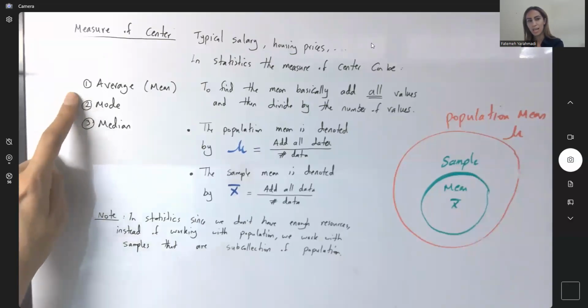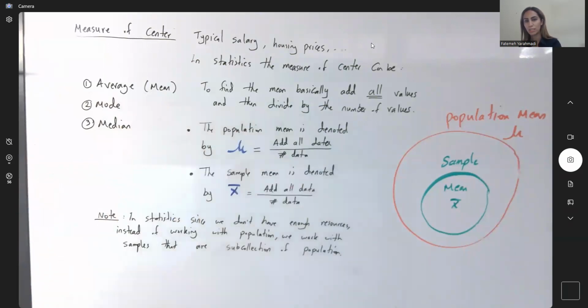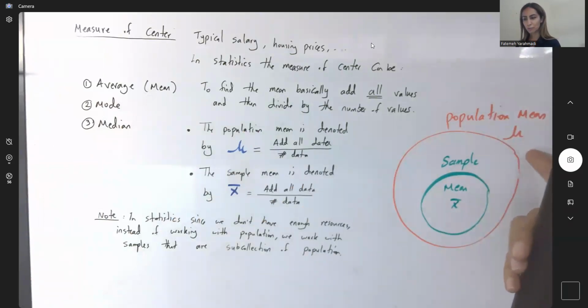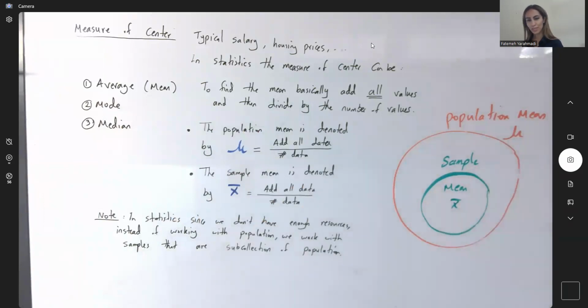So we talked about how to find the average or the mean. To find the mean, we basically add all values and then divide them by the number of values in the collection. For a population, you use the Greek letter mu. For a sample, you're going to use x bar.